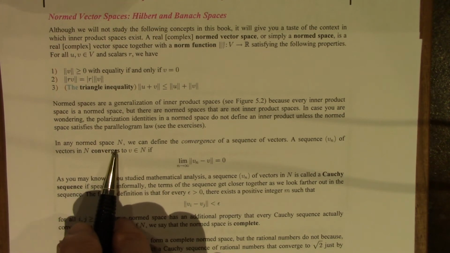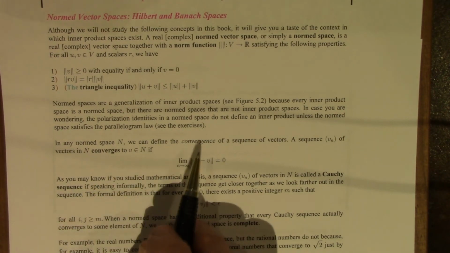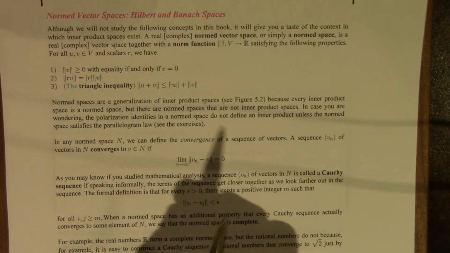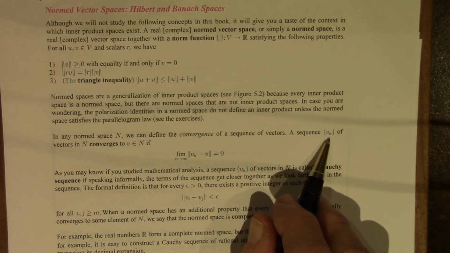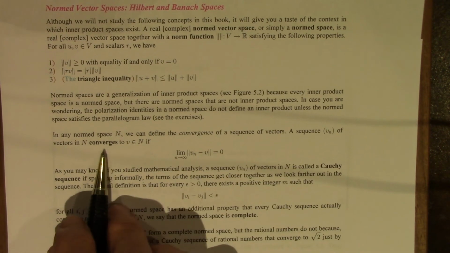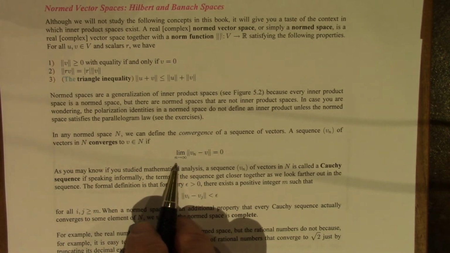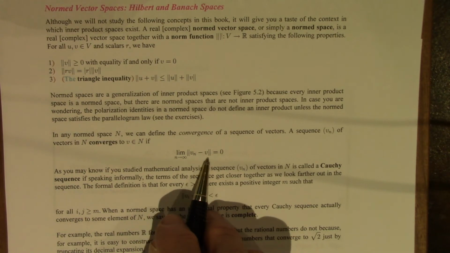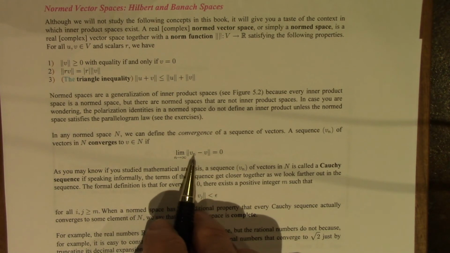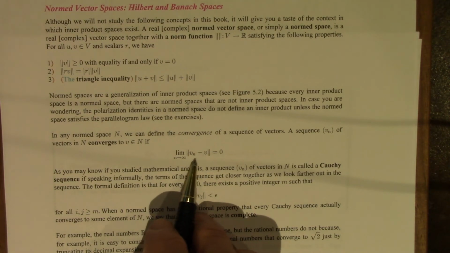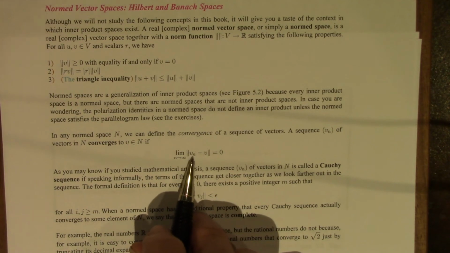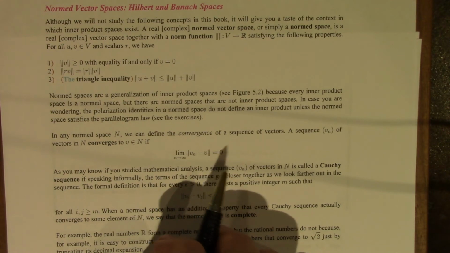In a normed space in general, we can define convergence. So this applies then also to inner product spaces. A sequence of vectors v sub n converges to a vector v if the limit of the norm of vn minus v is 0. So the norms of vn minus v must tend to 0. In other words, in loose terms, the vectors vn approach the vector v.